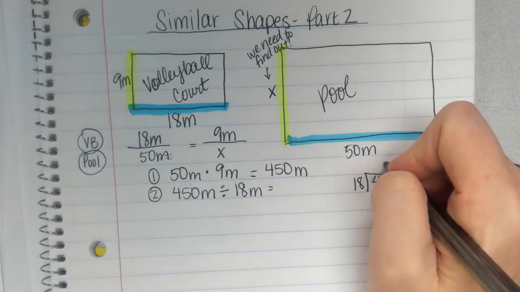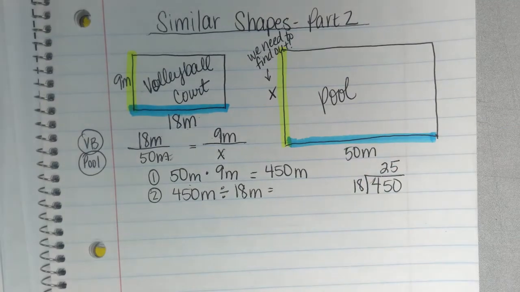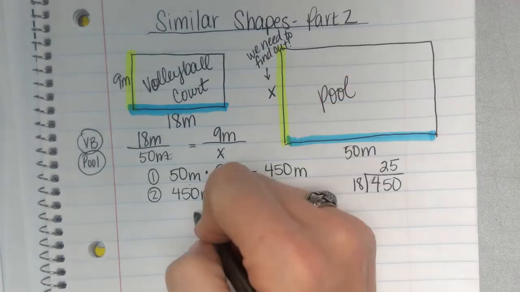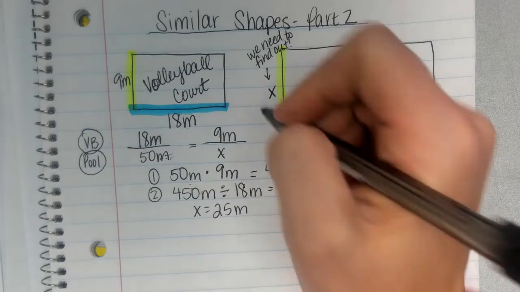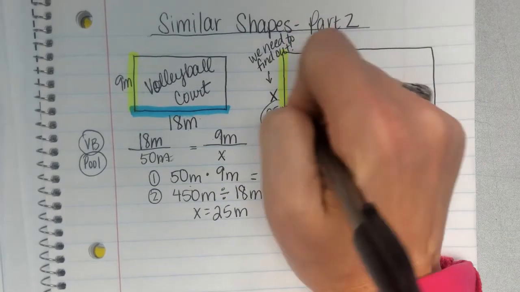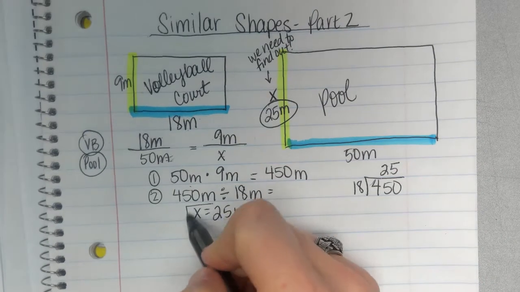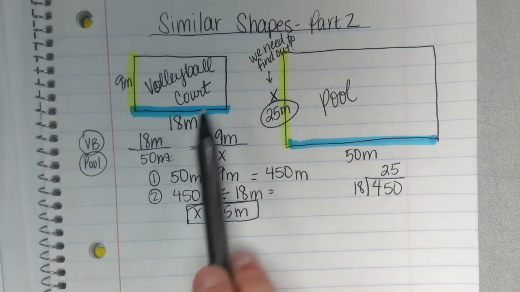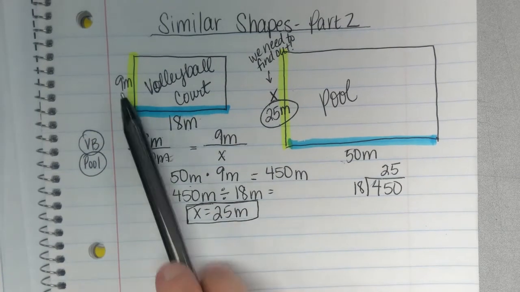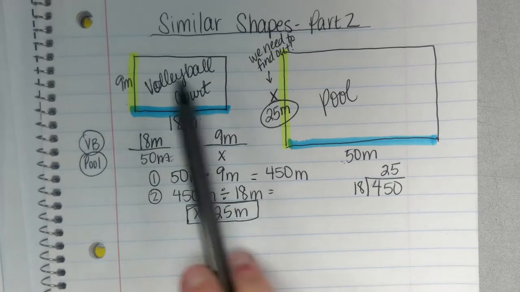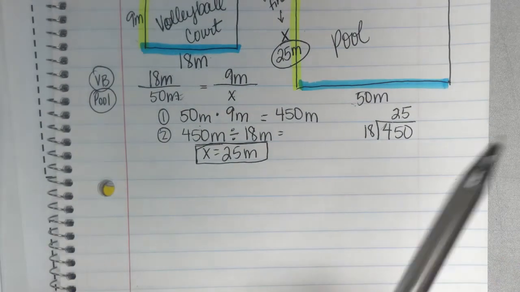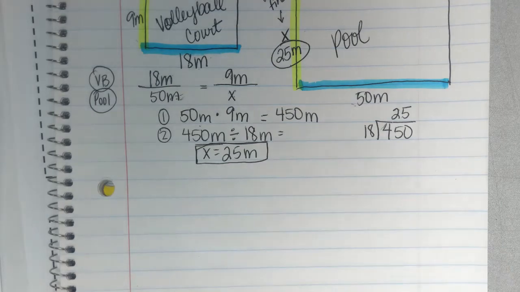Okay, so if you did your long division correctly, you would know that 450 divided by 18 is 25. So that means that x equals 25 meters. That's the missing link, the measurement we didn't have for the pool. The way we could figure that out is because we know these two are similar. We had these two to compare to, and then we had this one to compare to also. So those three parts help us set up proportions so we can cross multiply and divide. It doesn't just have to be with triangles, it can also be with rectangles.